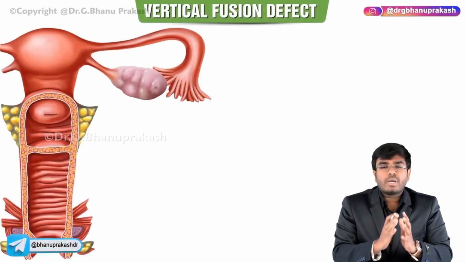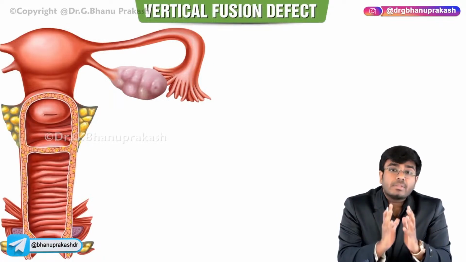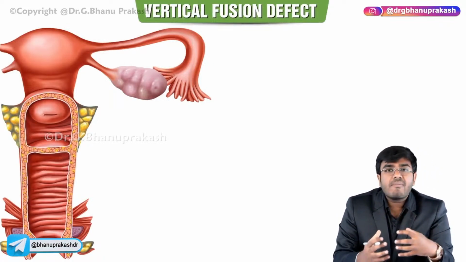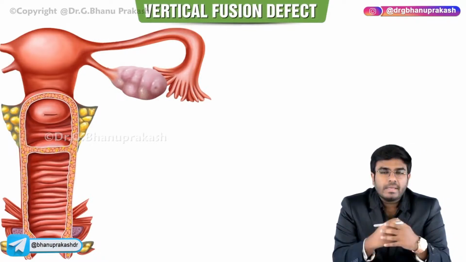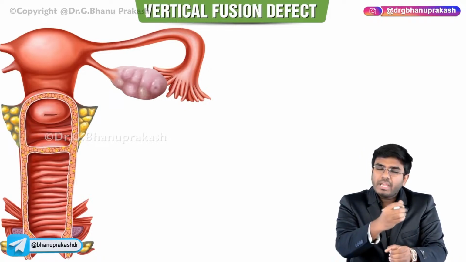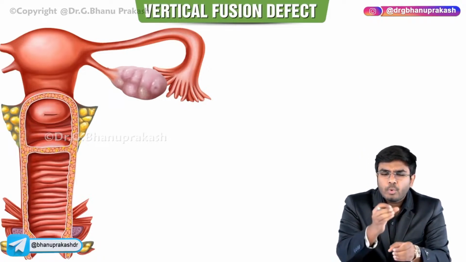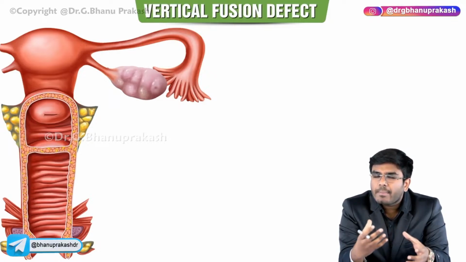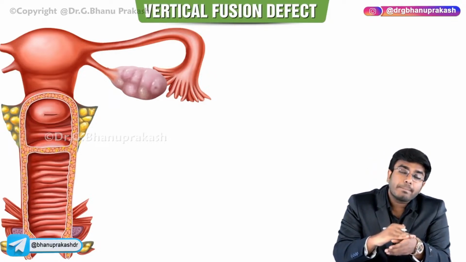Now we are going to completely discuss the pathological conditions. So the first pathological condition which we are going to discuss is the vertical fusion defect. Guys, what's happening in the vertical fusion defect? We all know that there should be a vertical fusion. Whenever the Mullerian ducts are not vertically fusing with the urogenital sinus, what happens? There will be formation of a septum.